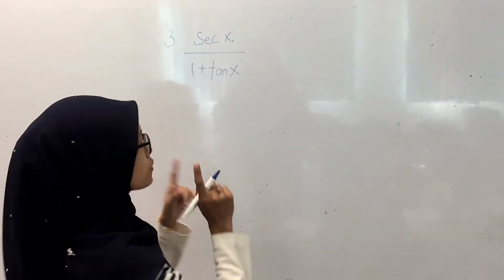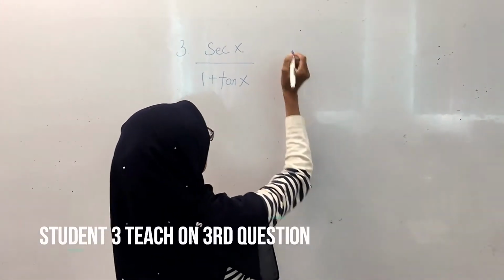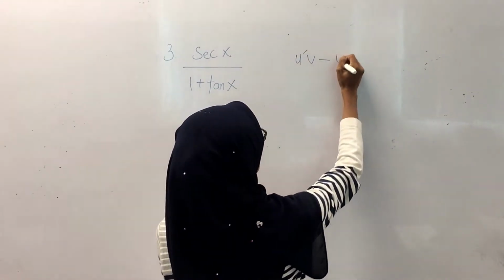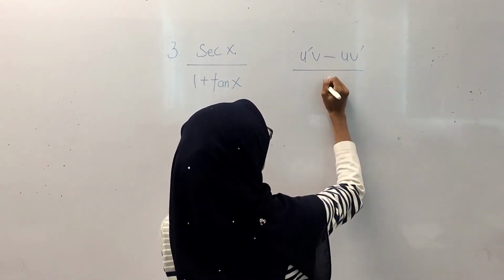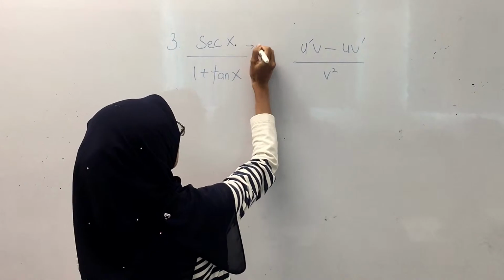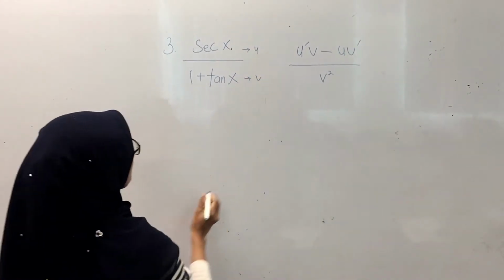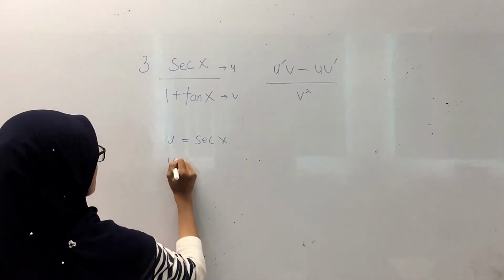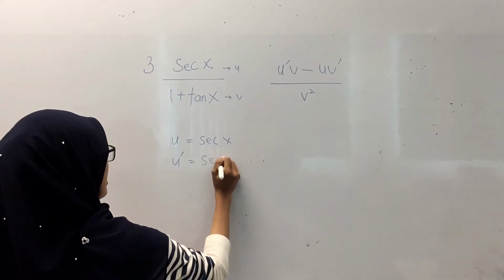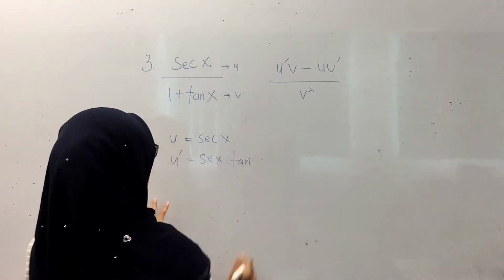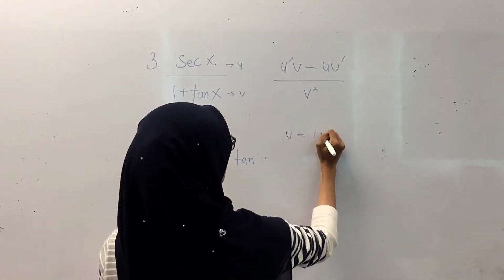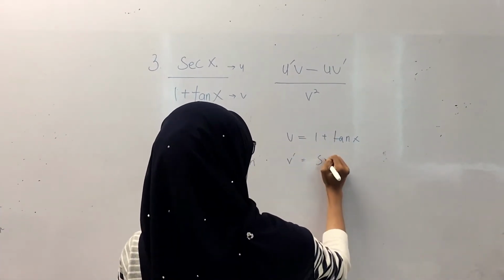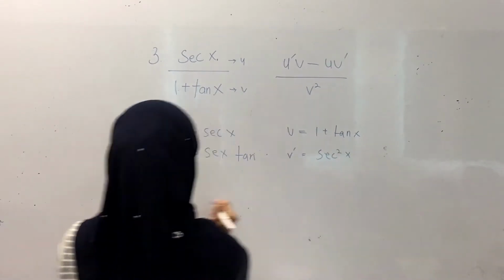Okay. So I'm going to solve question number 3 by using quotient rule. By using quotient rule, u prime v minus u v prime over v squared. So this is u, this is v. u is equal to secant x, so the derivative for u is secant x tangent x. For v, v is 1 plus tangent x. v prime is equal to secant squared x.